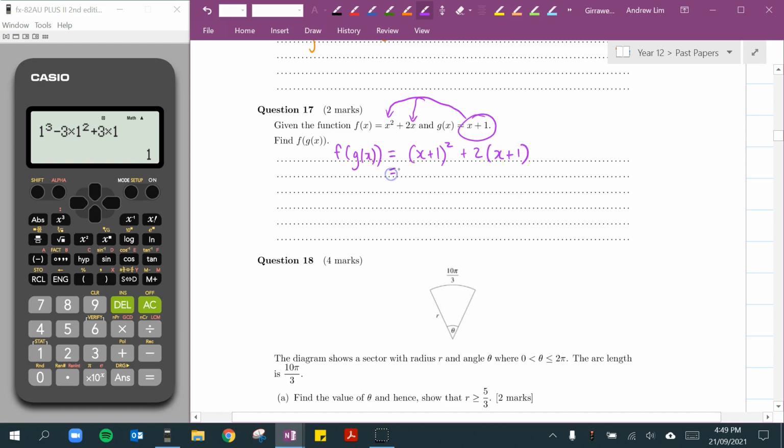Let's expand this out and simplify it. So this is x squared plus 2x plus 1 plus 2x plus 2, which is x squared plus 4x plus 3.